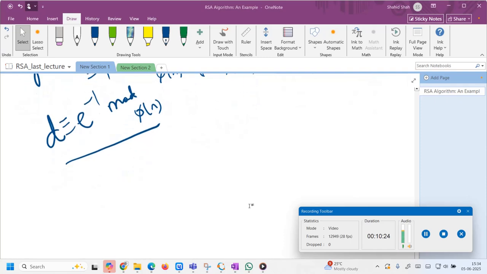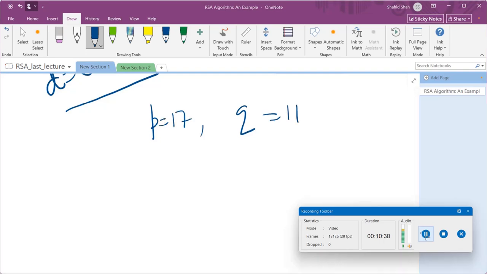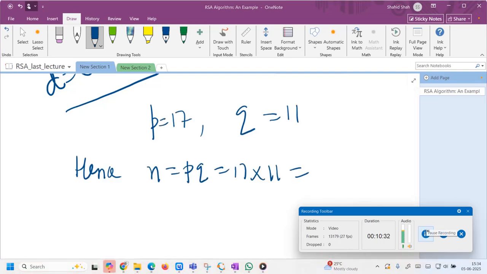Let me first take one example so that it becomes pretty clear what to do. Let's choose two numbers P and Q to be 17 and 11, and hence n will be equal to P times Q, that is 187. But I warn here that this is just a dummy example. Such small P and Q are not taken, because finding the multiplicative inverse here is not so complex. Practically, very large prime numbers are taken.